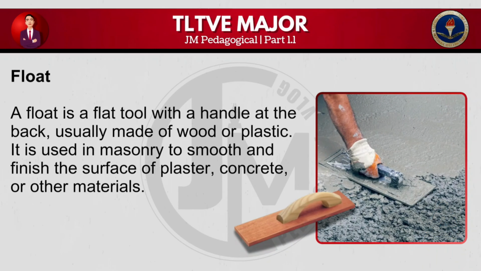A float is a flat tool with a handle at the back, usually made of wood or plastic. It is used in masonry to smooth and finish the surface of plaster, concrete, or other materials.